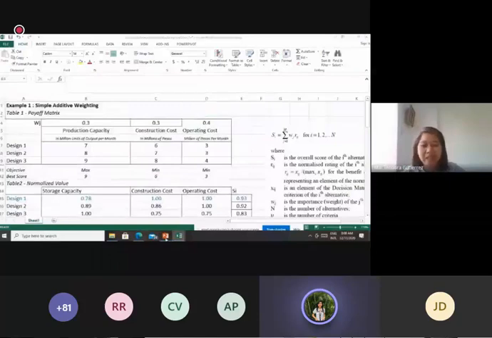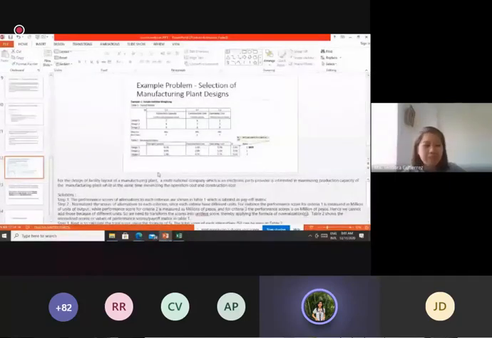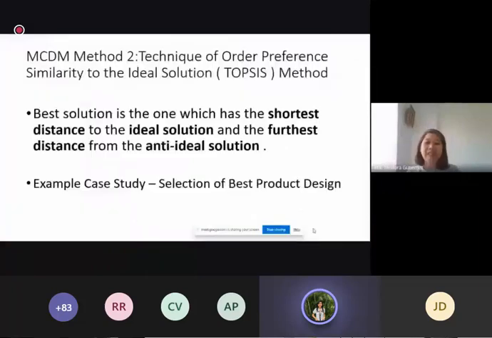Now moving on, I would like to provide you with another technique, method 2. This one is termed the technique of order preference, similarity to the ideal solution, or TOPSIS method. In this case, we will calculate the best alternative by determining which alternative has the shortest distance to the ideal solution and furthest distance from the anti-ideal solution. So let's have an example. The selection of the best product design.